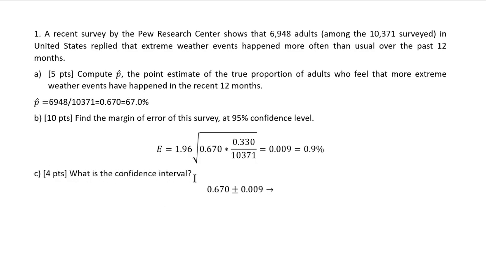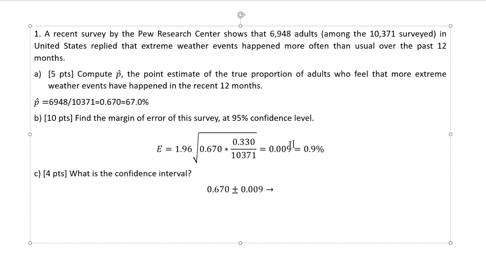Okay, what is the confidence interval? Well, for the confidence interval, as I said, you add or subtract this value, and if you do that, you get 0.661, and then probably P is the actual probability of the population, or proportion of the population, and then 0.679 is the maximum. So that's the confidence interval. Your P should be between these two values.